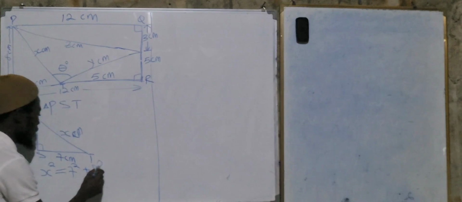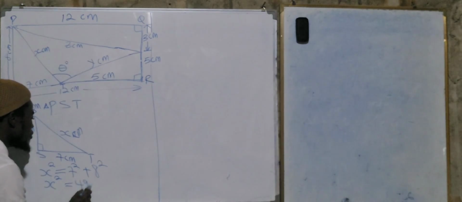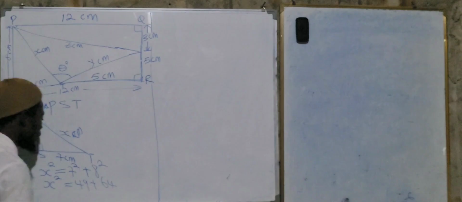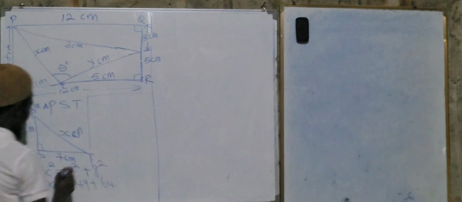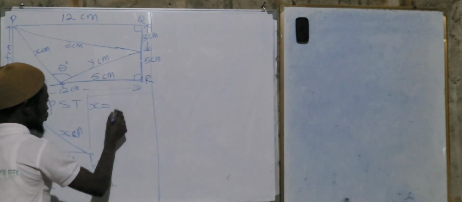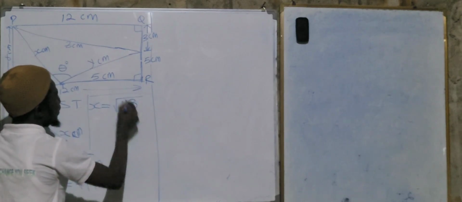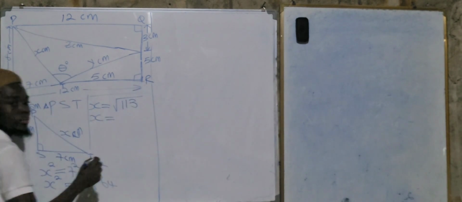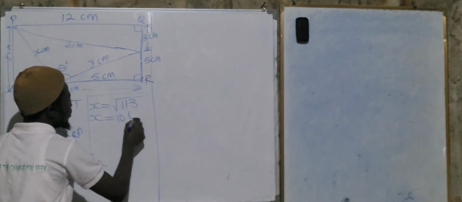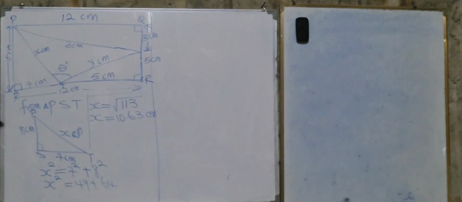And x square is now equal to 7 square, which gives you 49, plus 64. Are we okay here? So therefore we have x equal to the square root of, what do you have here now? 113, right? In decimal form, when you take the root, what's that? 10.63 centimeters, or you can say 10.6 centimeters, right? Am I right here?